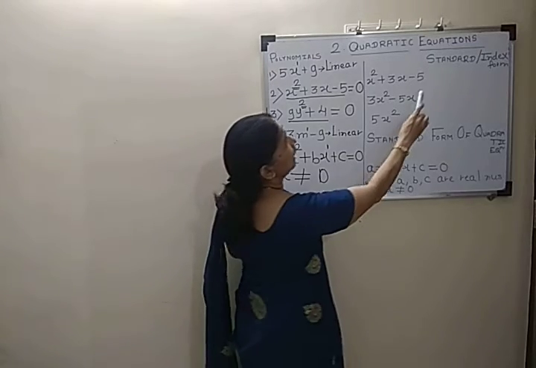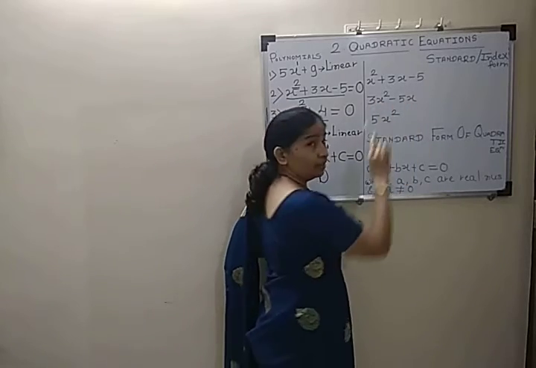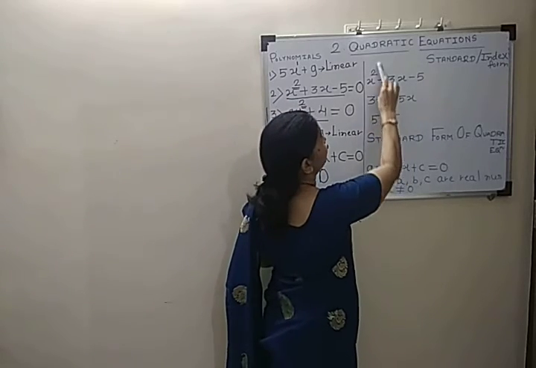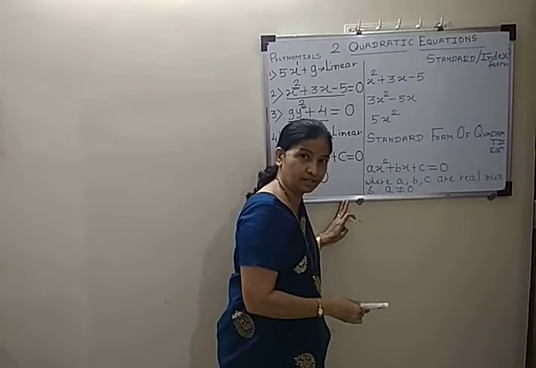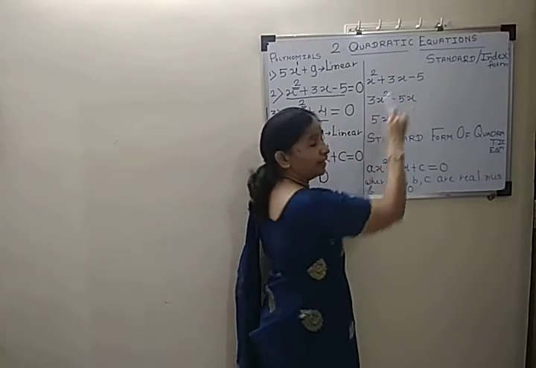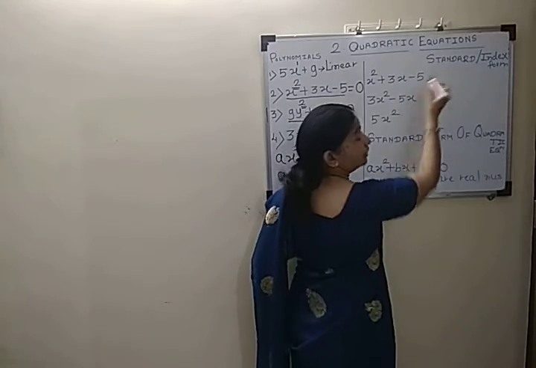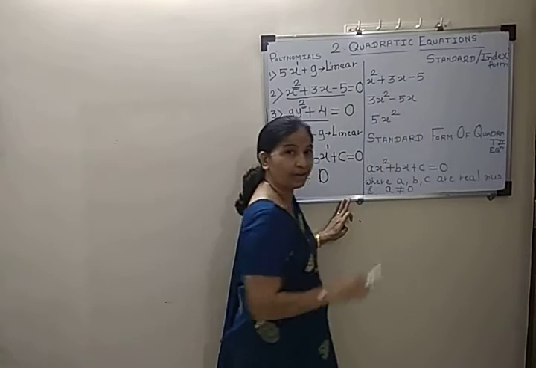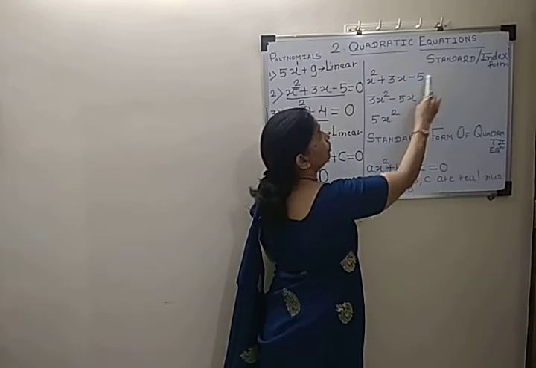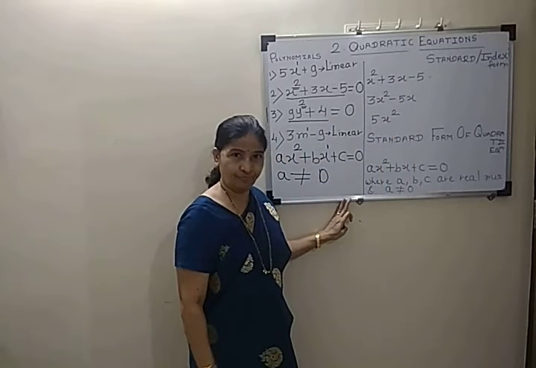Now how can we write this polynomial, not equation? This one is not a quadratic equation. I will call it a quadratic equation when I equate it with 0. Now I haven't equated this with 0, so this one is a quadratic polynomial.